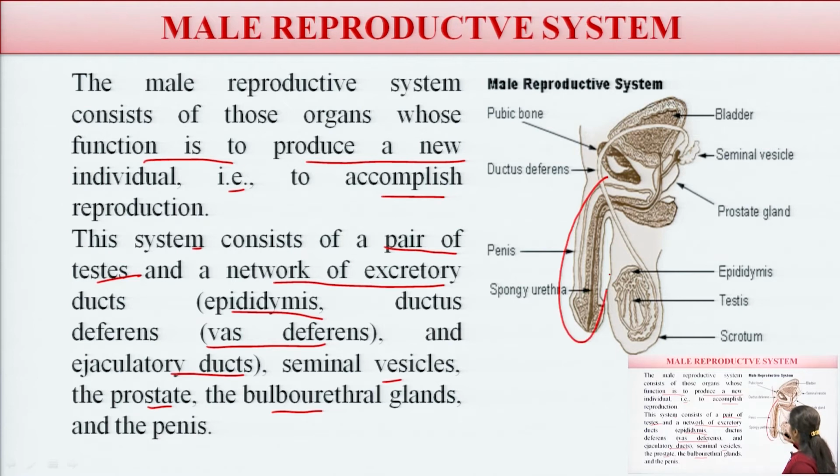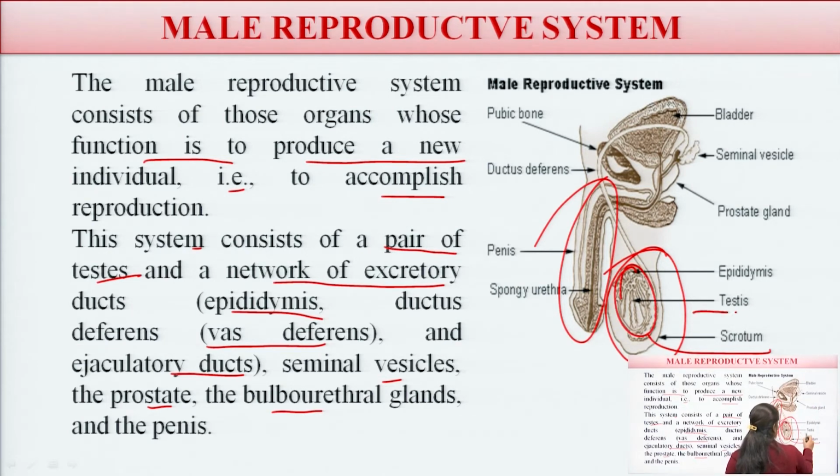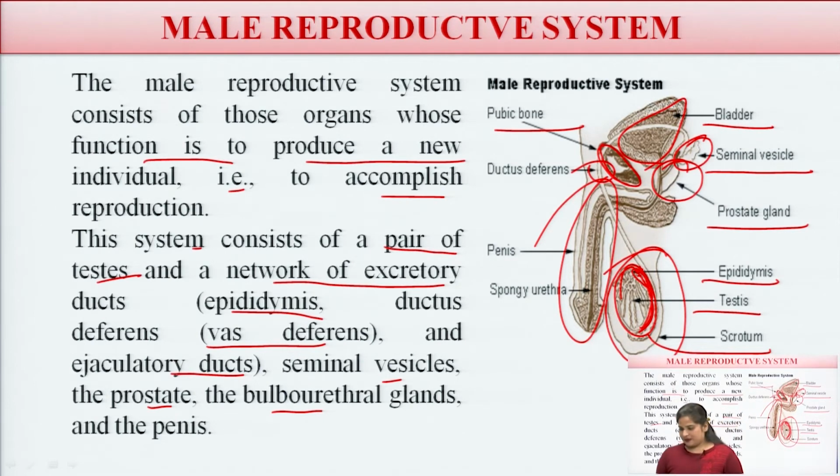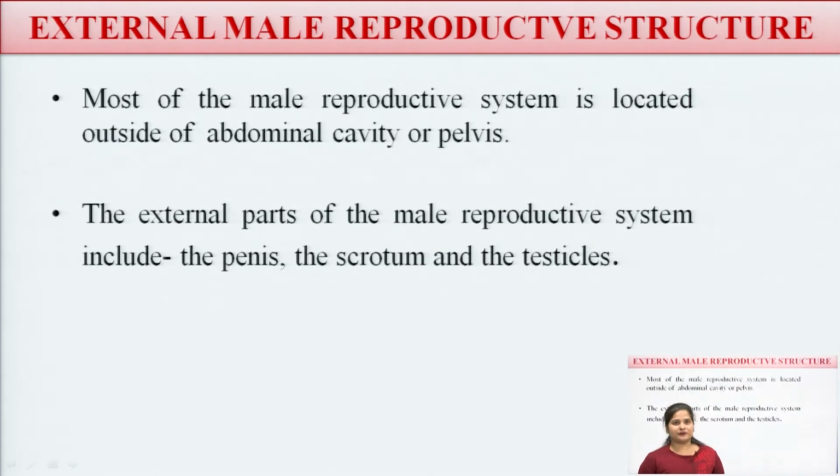This is a diagram of the male reproductive system. This part is known as the penis, this is the scrotum, inside is the testis, and the lining of this one is the epididymis. This is the prostate gland, and these are the seminal vesicles, and this is the bladder, situated near the pelvic bone, and there are the ducts. So this is the structure of the male reproductive system.